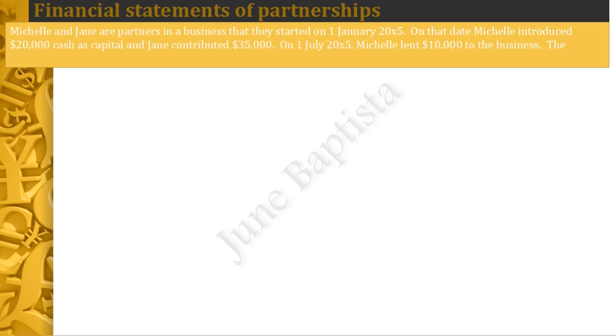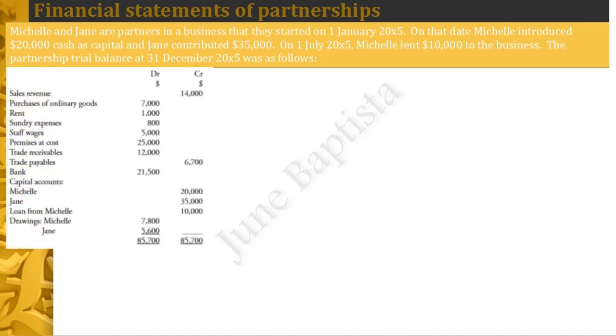Let us look at the financial statements of a partnership. Michelle and Jane are partners in a business that they started on the 1st of Jan 20X5. On that date, Michelle introduced $20,000 cash as capital and Jane contributed $35,000. On the 1st of July 20X5, that is midway during the financial year, Michelle lent $10,000 to the business. The partnership's trial balance at 31st December 20X5 is given to you. Study the information given carefully.